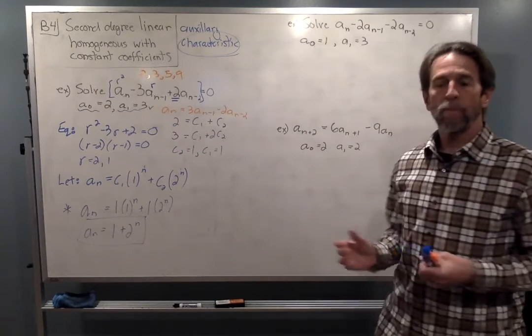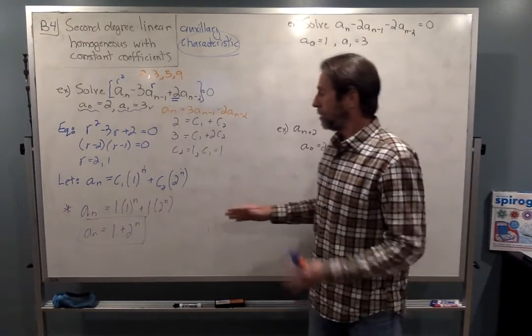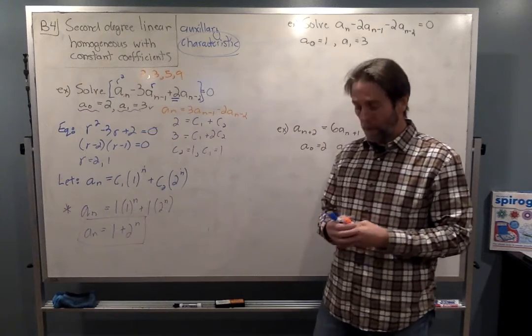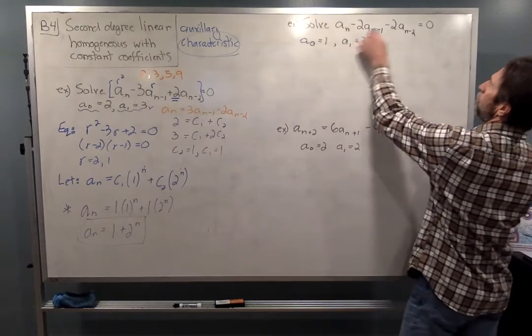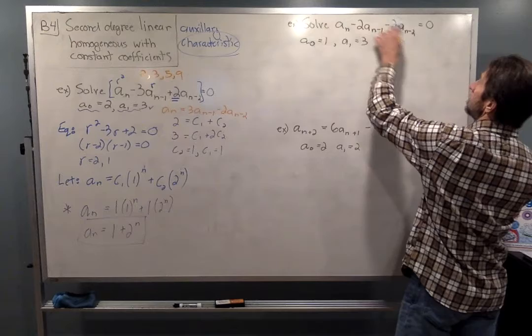Now, the other two examples I'm not going to complete, but I'm going to set them up, because everything's the same except what happens when we solve that quadratic. So let's take a look at this one. Here we have this quadratic, or this recursive relation.